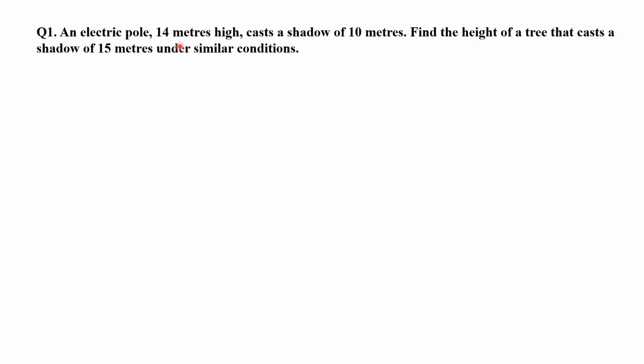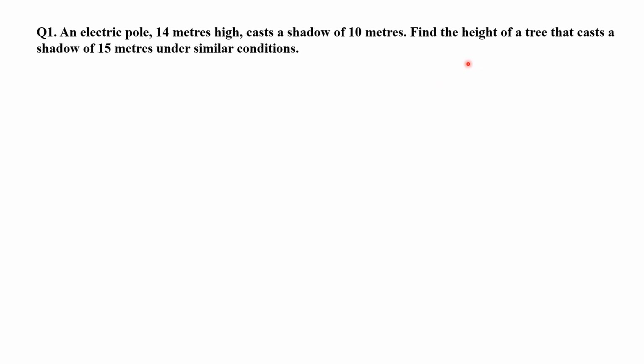Now this is the example question. An electric pole 14 meters high casts a shadow of 10 meters. Find the height of a tree that casts a shadow of 15 meters under similar conditions. So here if you see, if the height of the pole is more, obviously the length of the shadow will also be more. So from here we can say that this is a case of direct proportion, because as the height of the pole is increasing, the length of the shadow is also increasing.